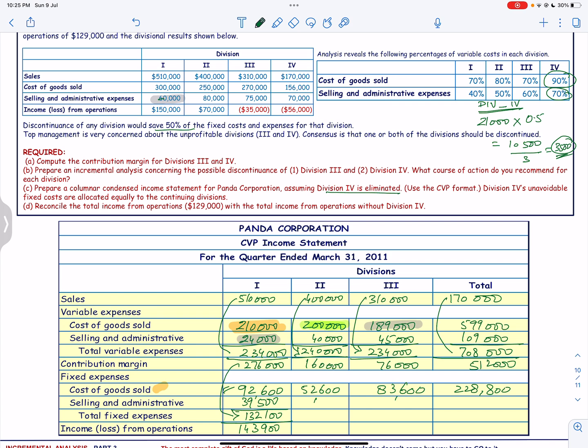Then we go to division 2, and for division 2 we have 70% variable. The total selling and administrative are 80, and from this 40,000 are variable, so 80 minus 40 is 40 plus the 3,500, so that makes 43,500. So the total will be 96,100, and contribution minus total fixed cost gives us an income of 63,900.